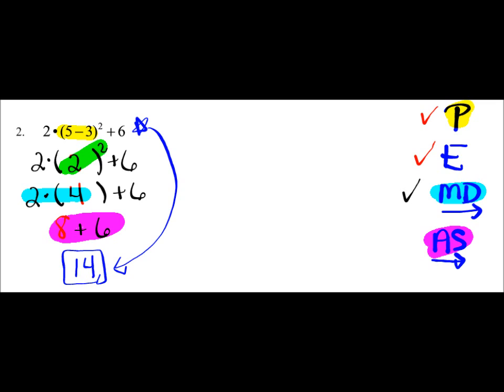Example 3 has a little bit more going on. In this example, we have all kinds of things. We have parentheses that have a whole lot of stuff inside of them. We have some numbers out front. We have some powers. We have a lot going on here. So let's write our little recipe off to the side. Parentheses, exponents, multiplication, division, addition, subtraction.